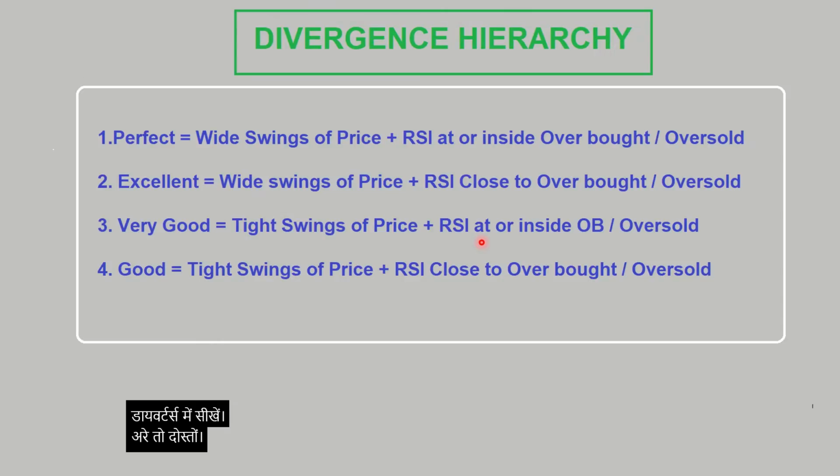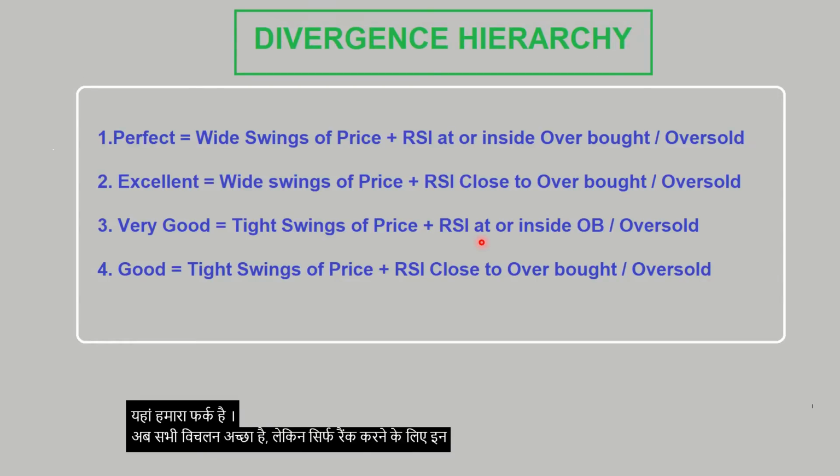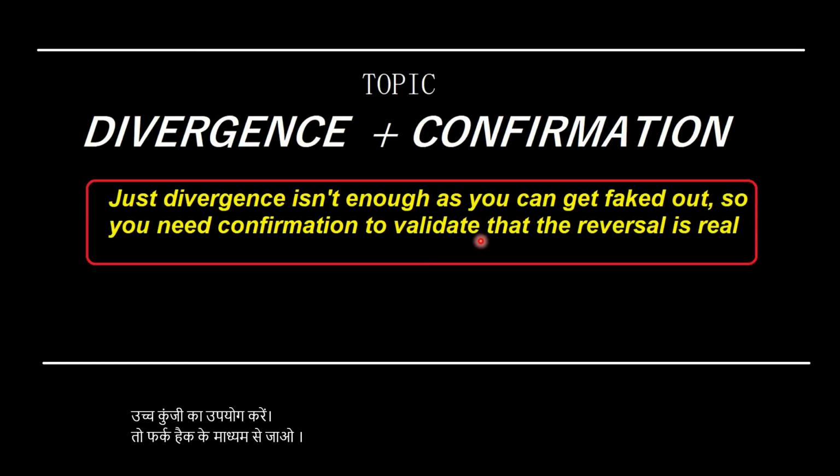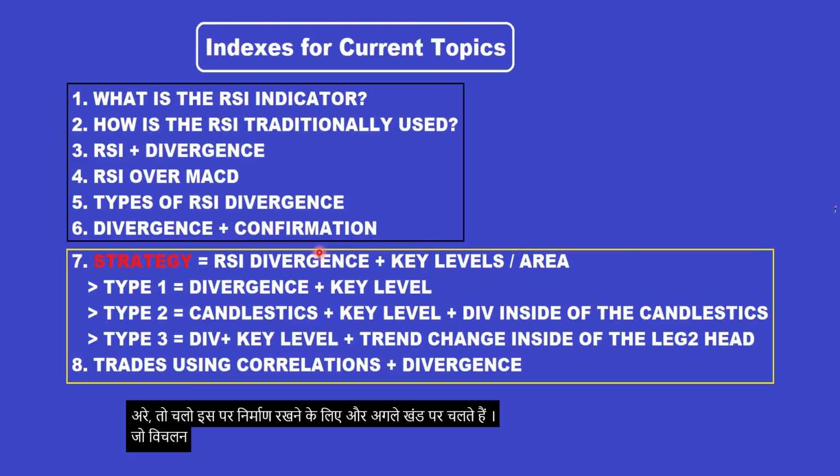So guys, here is our divergence hierarchy. Now, all divergence is good, but just use this hierarchy to rank the quality of the divergence in the trade you are looking at. So go through the divergence hierarchy. Let's keep building on this and move on to the next section, which is combining divergence with confirmation.